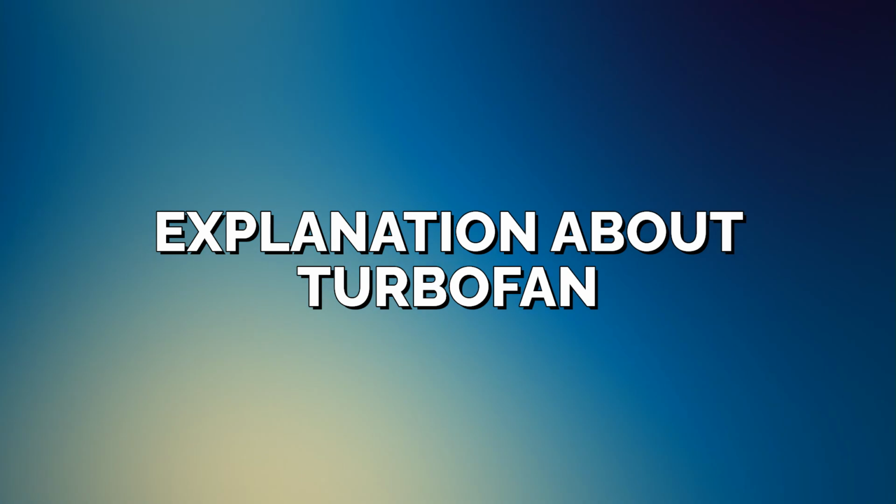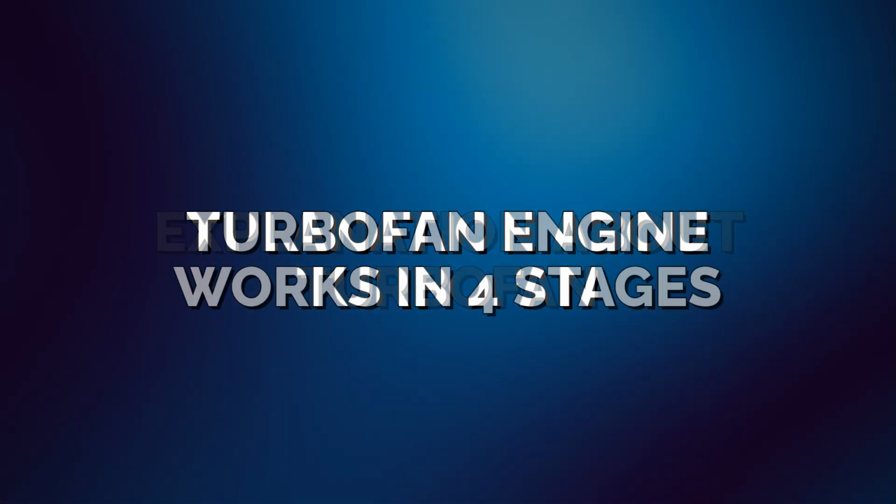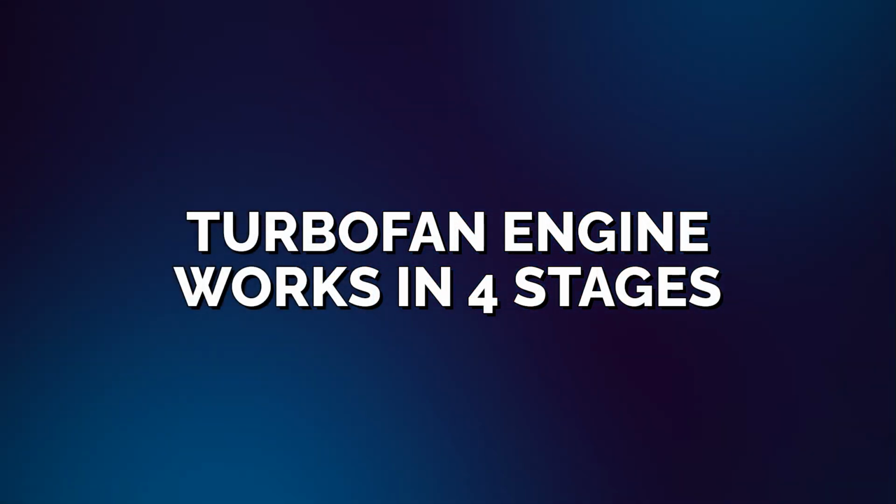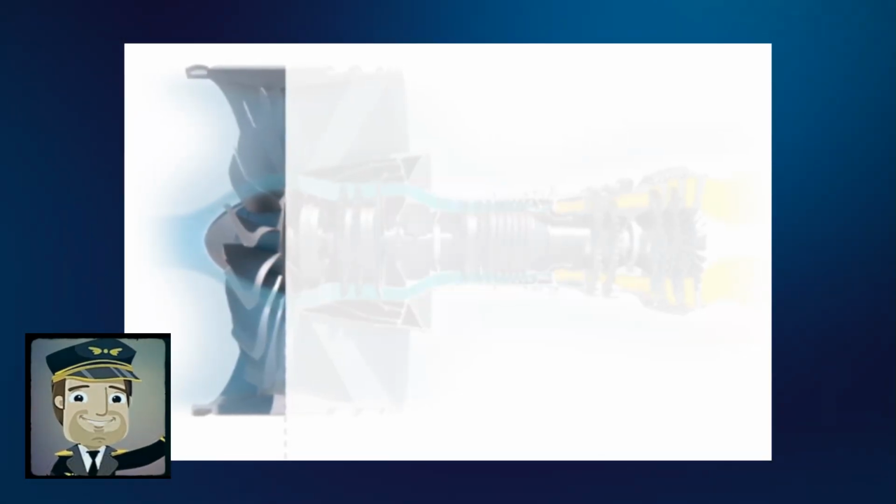thrust. Explanation about turbofan. A turbofan engine works in 4 stages. The ingestion is the stage of the fan rotor. The blade wheel at the front draws in air, while in turbojet engines, all the ingested air flows consecutively through compressors, the combustor, and turbines.